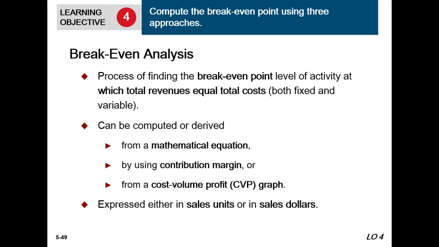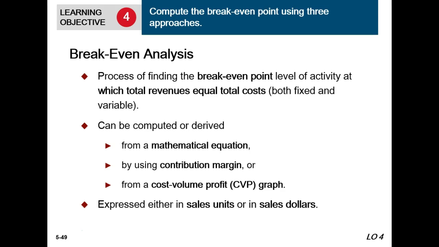So our job here in coming up with this CVP analysis is to ultimately come up with a break-even, where our sales equal our costs. We've covered our costs, there's no net income. The process of finding the break-even point is finding the level of activity at which total revenues equal total costs. We can figure this out based on the contribution margin.